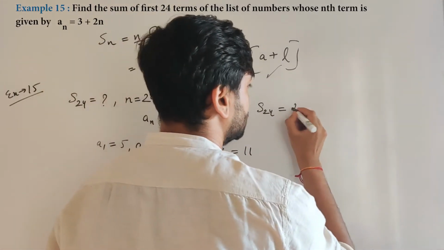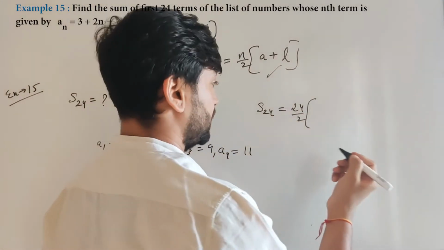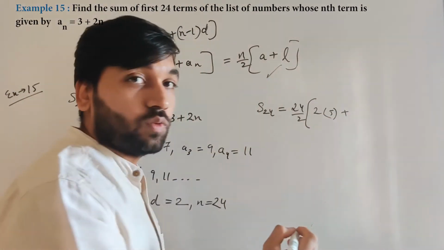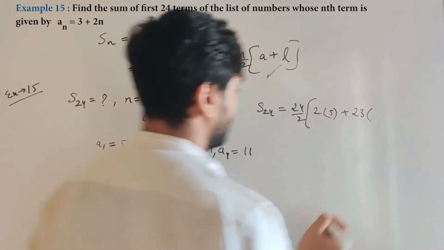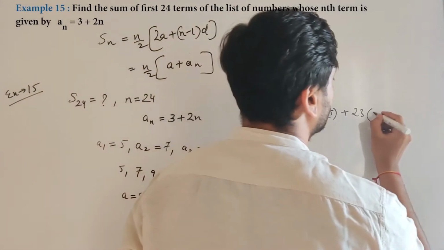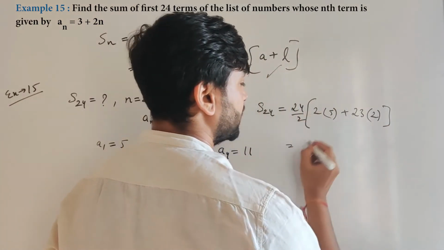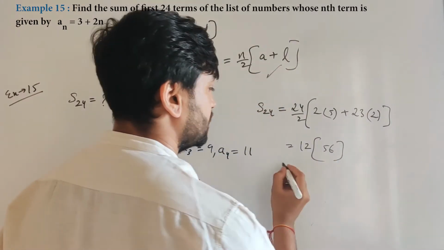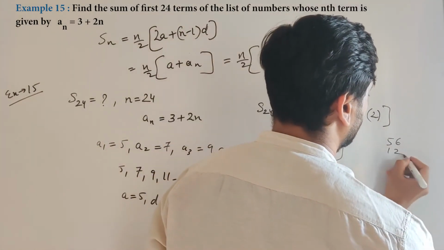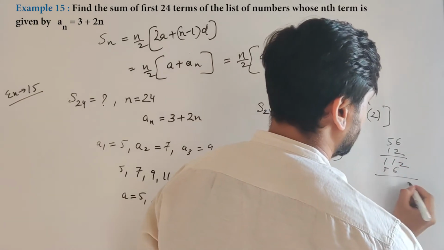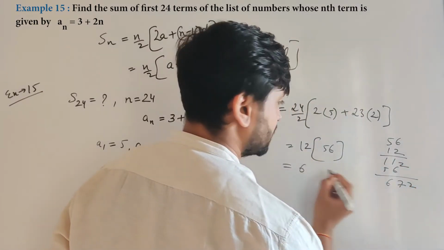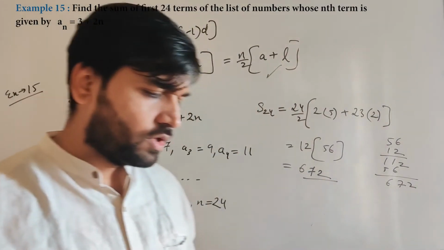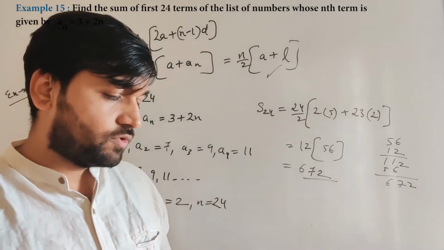So 24 by 2, into 2a. So 2 into the a value is 5, plus n minus 1, that will become 23, into the common difference value, which is 2. So 24 by 2 gives you 12. This is 10, this is 46, so this is 56. We just have to multiply 56 and 12. After multiplication, we get 672. So this is the sum of the first 24 terms.